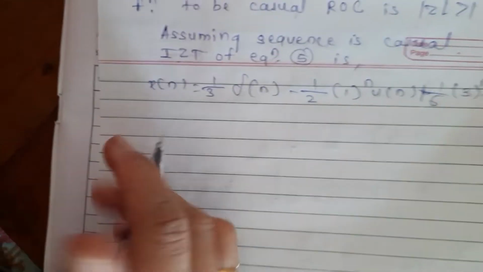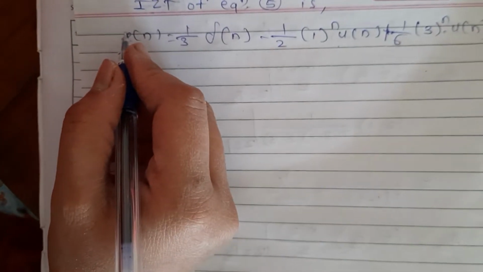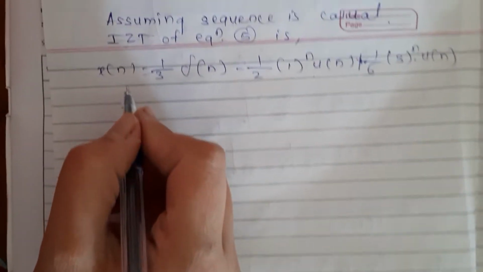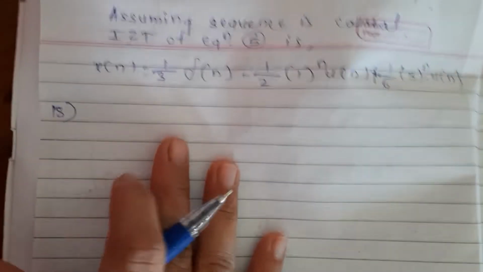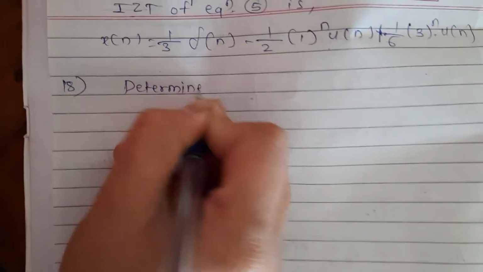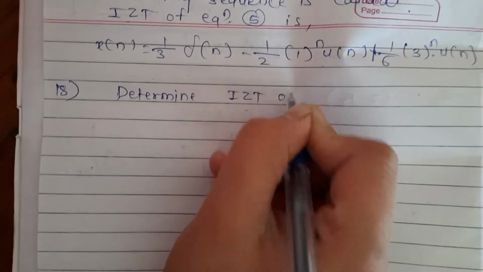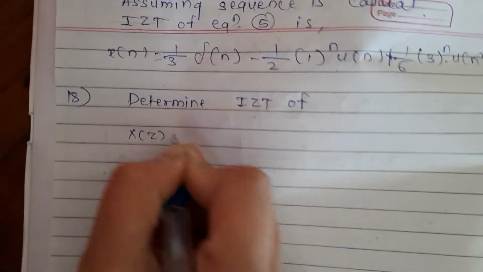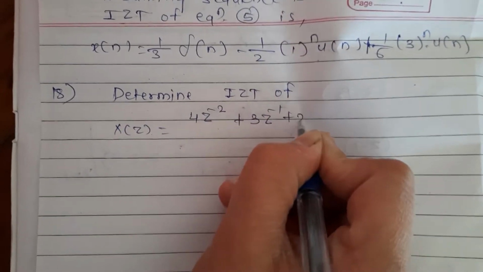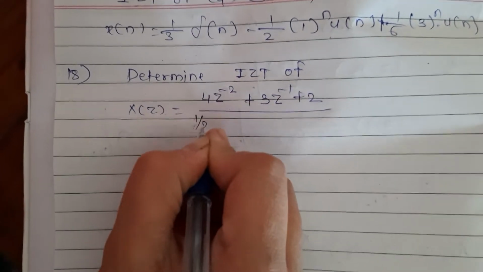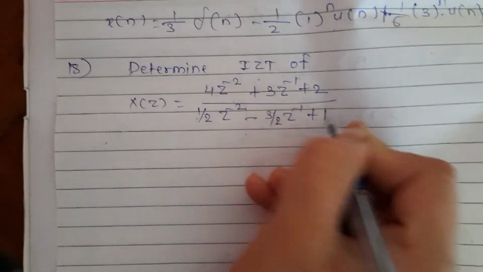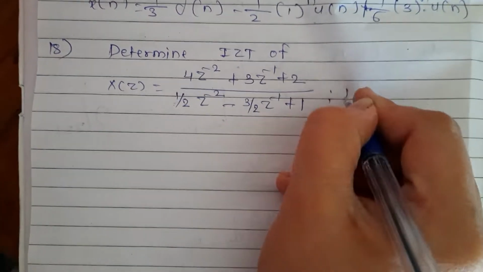Now case 2, so this is the answer. Next problem, determine IZT of X of z equal to half z raised to minus 2 minus 3 by 2 plus 1 for causal sequence.